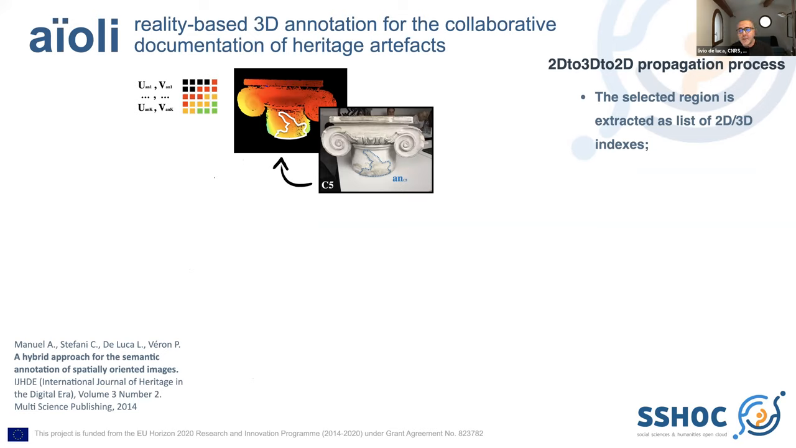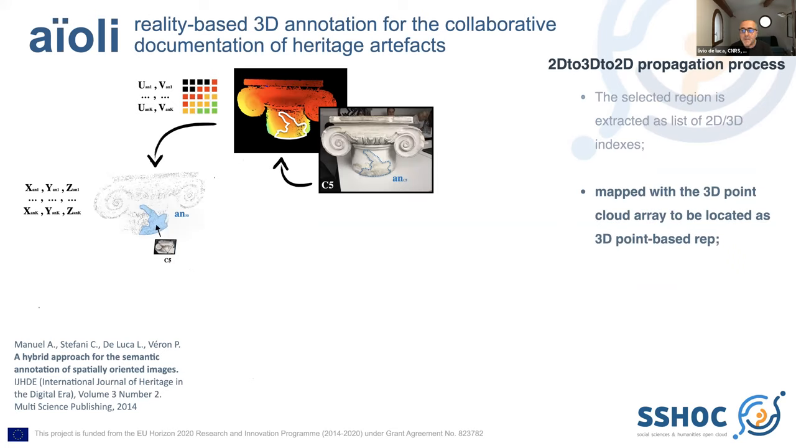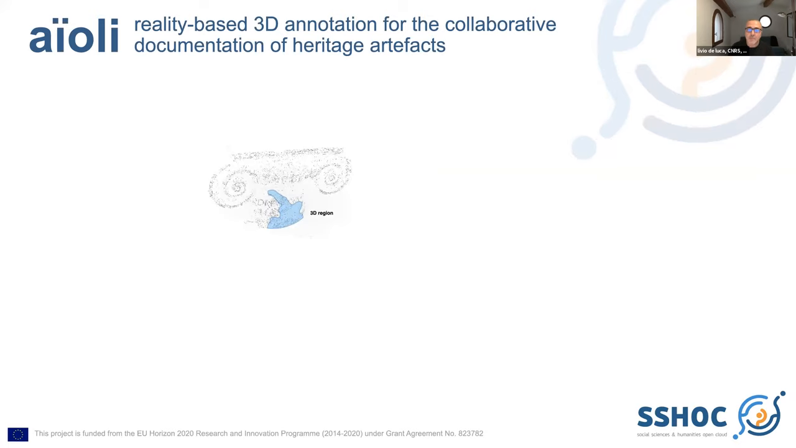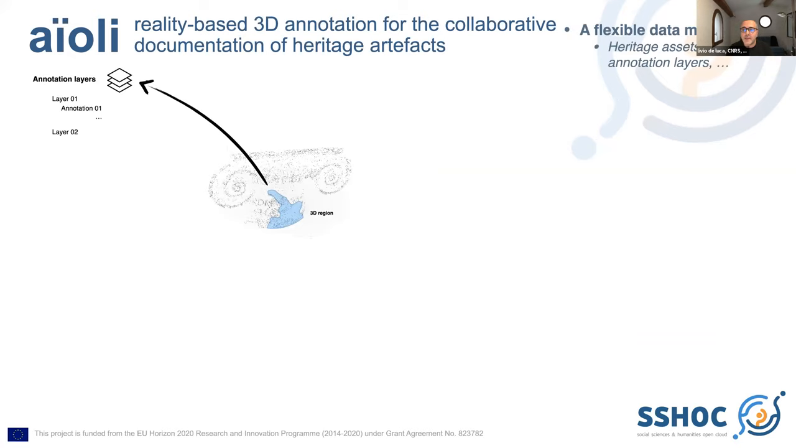So for example, the region selected on one image by the user is mapped with the 3D representation coming from this image, and then is reprojected in all the images that represent the same spatial region. And this is done in an automatic way by a remote computing process. And the second innovation concerns the data structuring approach, which is based on a flexible data model that allows managing several heritage assets, actors, and annotation layers around the same data structure.